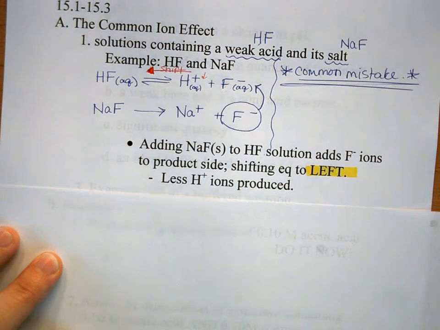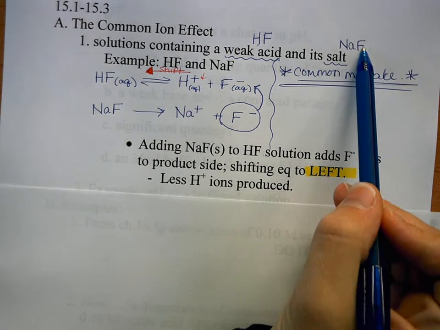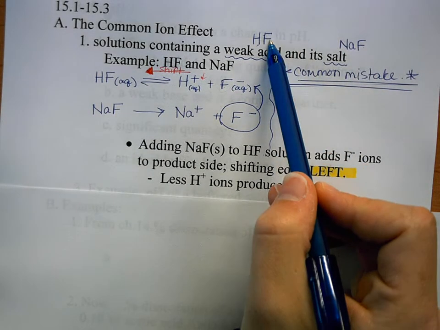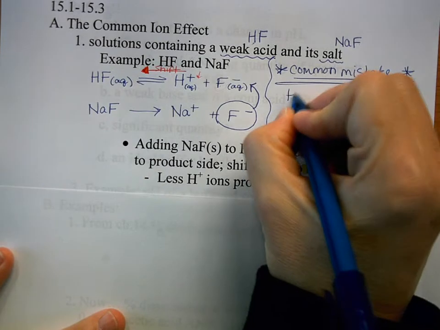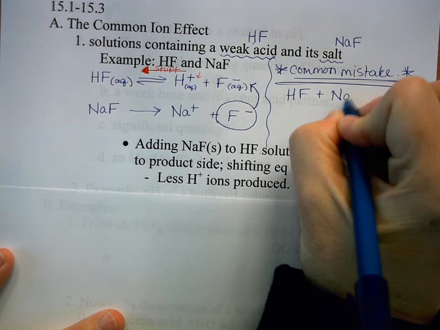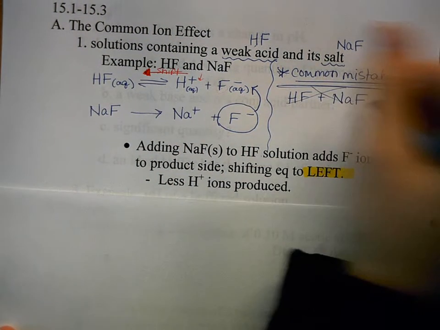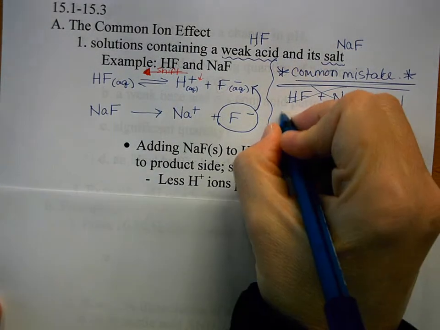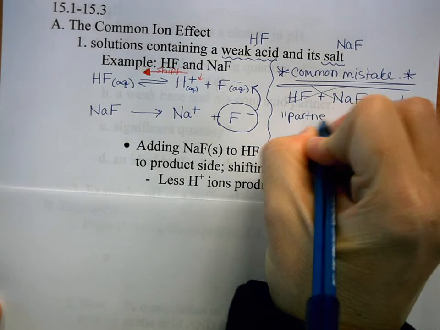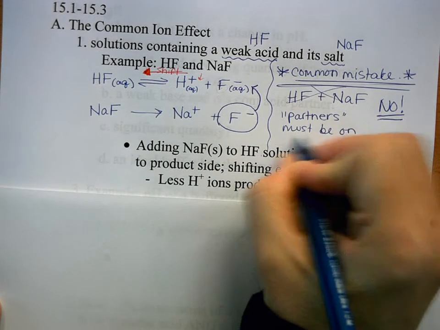Students will see the wording of the problem say something like, we've got sodium fluoride added to a solution of hydrofluoric acid. And so they automatically think, okay, those two things are combining together, so they write this, HF plus NaF. That is wrong. Do not do that. Do not combine those together on the same side. A rule that you should remember is that partners must be on opposite sides.